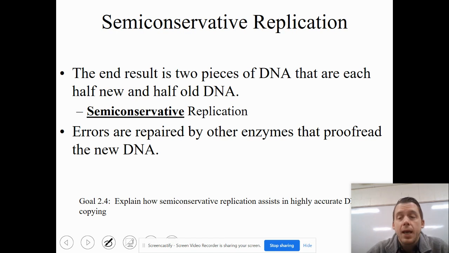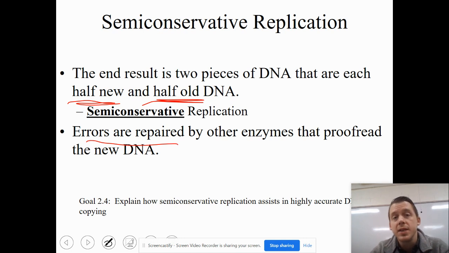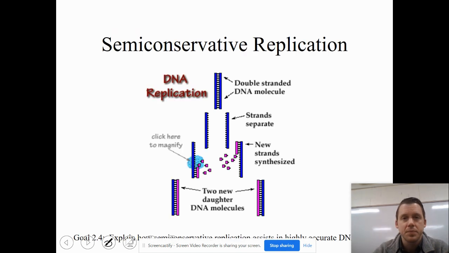We refer to this type of replication as semi-conservative replication. Semi-conservative, we'll explain that term in a minute. Basically, semi-conservative refers to replication that ends up with each new DNA being half new and half old. So conservative means to save. So semi is partially saved because it's half old and half new. And if any errors occur during DNA replication, that is repaired by proofreading enzymes.